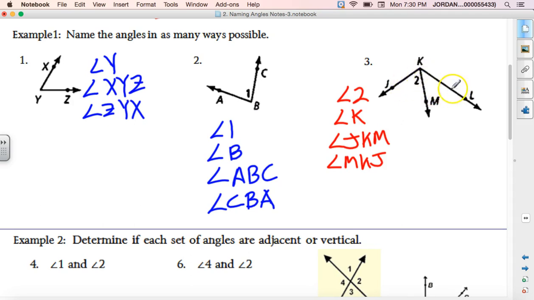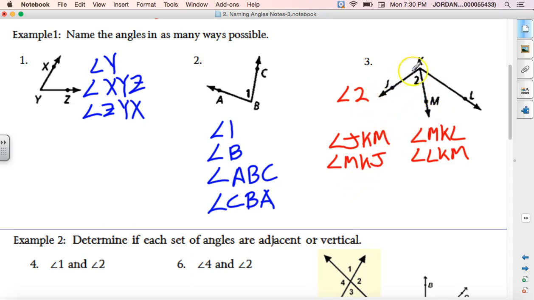It could be this one, it could be this one, or it could be the big angle, the whole angle could be angle K. So we don't really want to use angle K in this example just because it can get confused with all the other angles. So these three are ways to name this small angle. Let's name the other small angle. We can call it angle MKL, or we could call it angle LKM. There's no label on it, so we can't use angle 2 like we did on this one. Okay, so those are the two small angles.